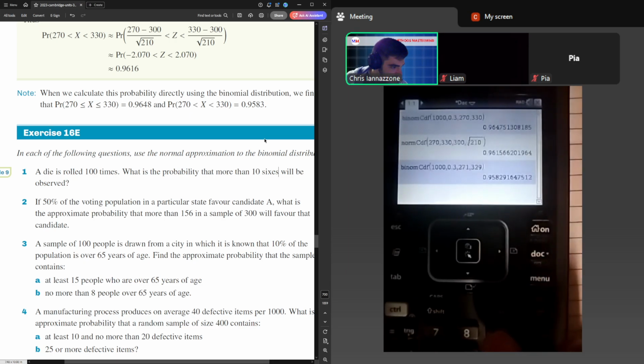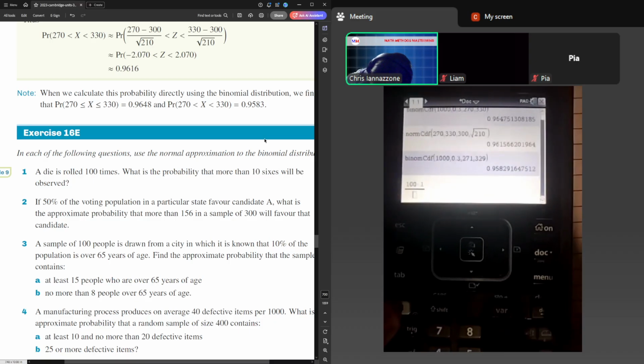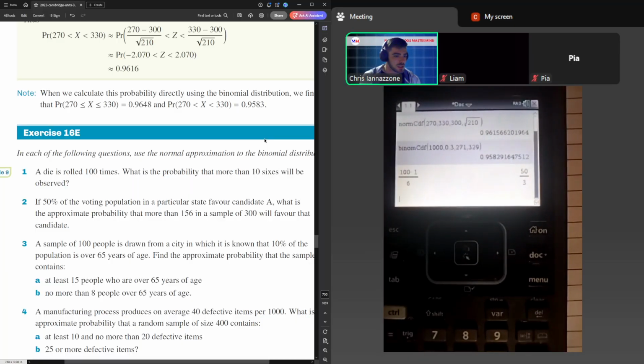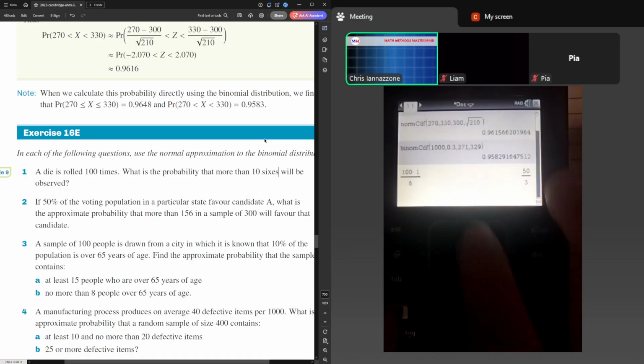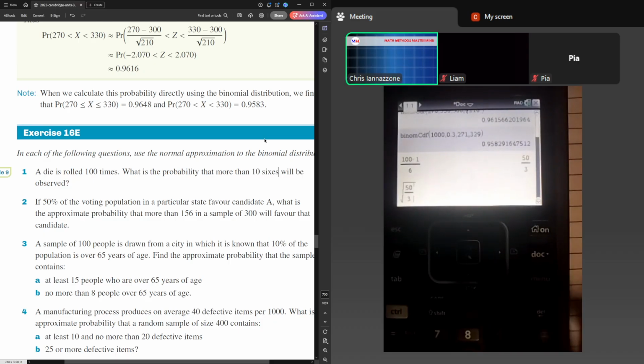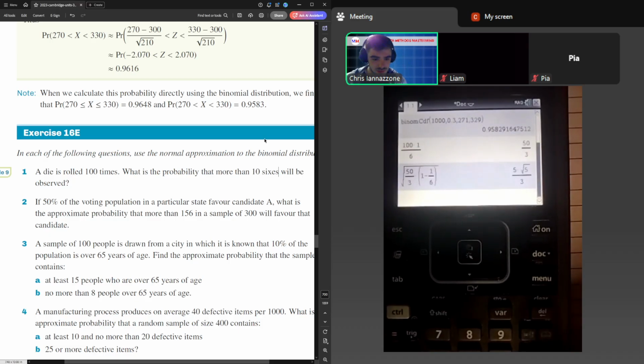So, N, 100, times P, which is 1 over 6, 50 over 3 for the mean there. Then when it comes to standard deviation, that's just going to be the square root of NP, so that value, times 1 minus P, which is the 1 out of 6. That gets us our standard deviation.